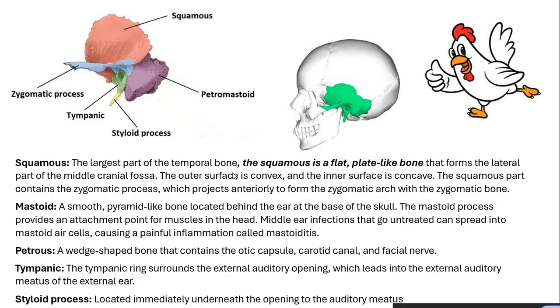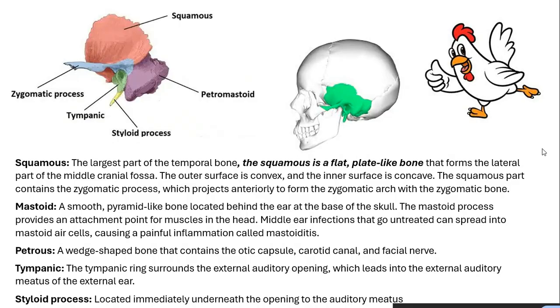The squamous part contains the zygomatic process, which projects anteriorly to form the zygomatic arch. Remember how I said there was an arch, right? This is the zygomatic bone. This is an arch between the two. It connects to both. The squamous part contains the zygomatic process, which projects anteriorly to form the zygomatic arch with the zygomatic bone.